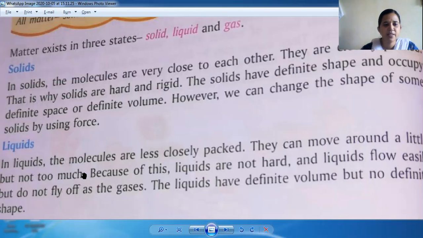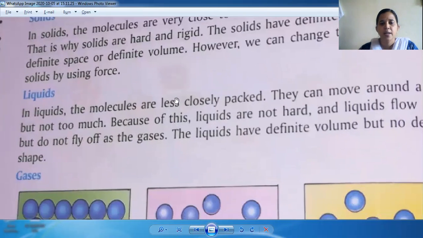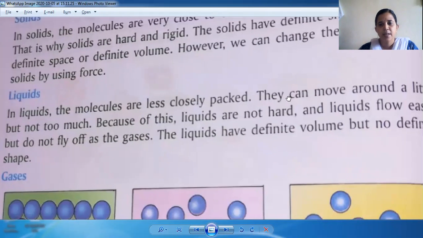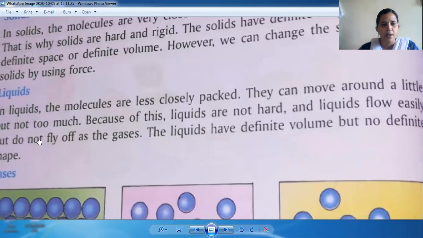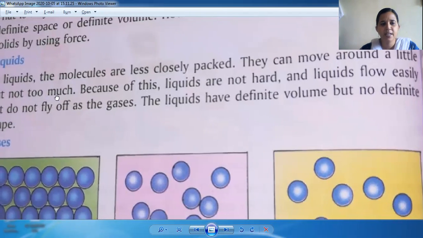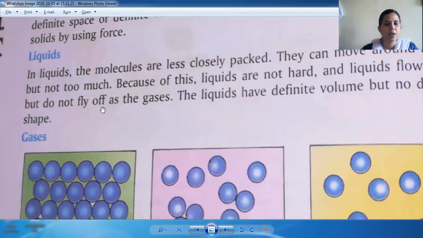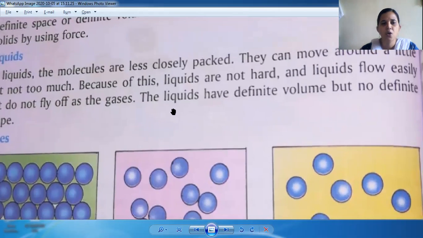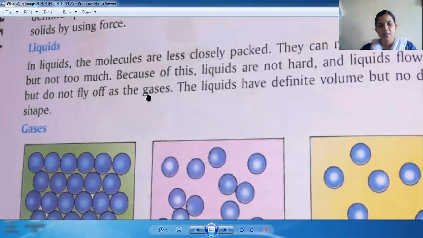So what are liquids? In liquids, the molecules are less closely packed. They can move around a little, but not too much. Because of this, liquids are not hard, and liquids flow easily but do not fly off as gases do. The liquids have definite volume but no definite shape. See, liquids are not very hard.